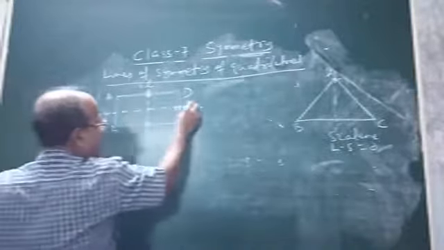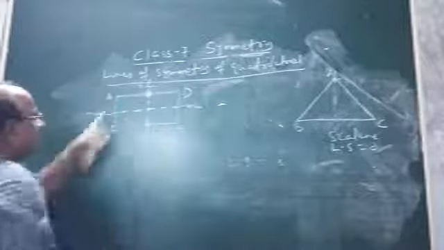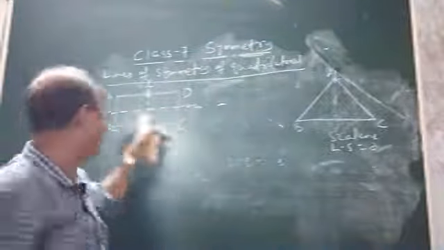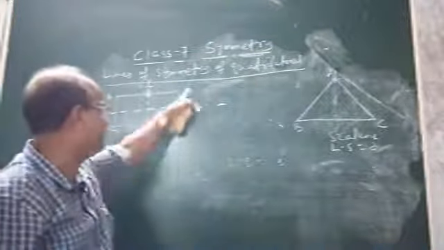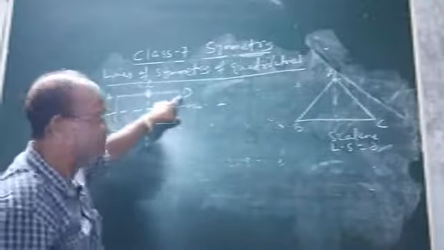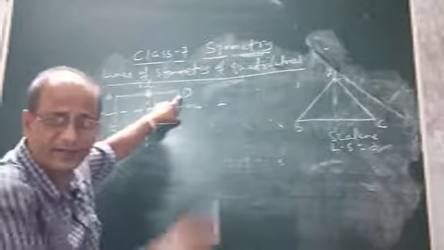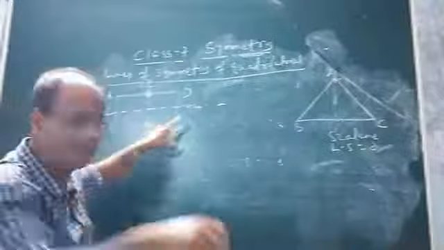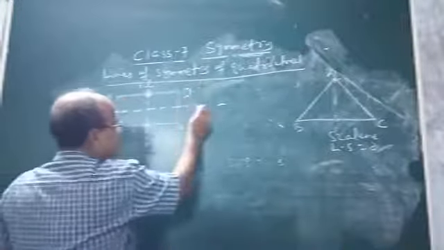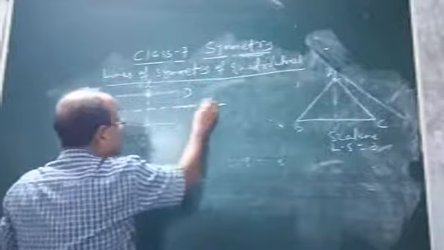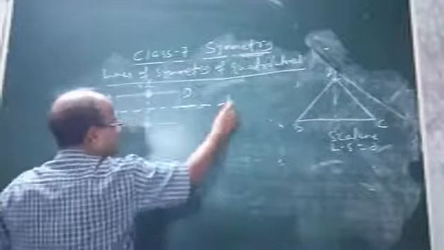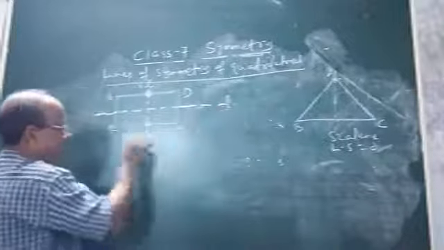Similarly, take the midpoints of AB and DC. AB is the breadth of the rectangle, and DC is also the breadth of the rectangle. Find the midpoint of AB and the midpoint of DC by bisecting. Now you join the midpoints by a dotted line. So see children, this dotted line is one line of symmetry, suppose L. This is another line of symmetry, M.